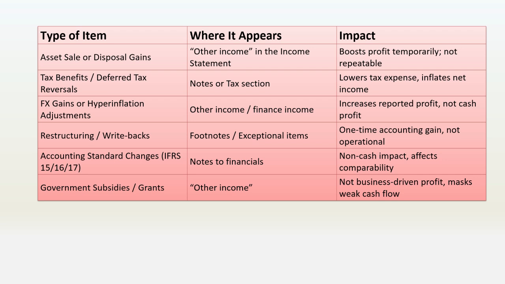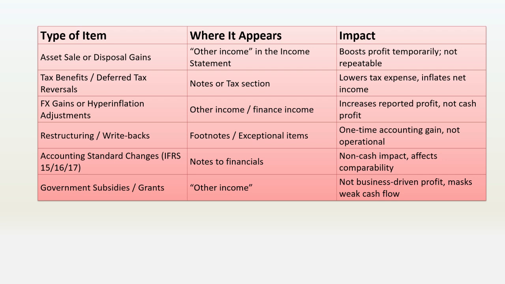Then there is FX gain or hyperinflation adjustments. You just go to other income or financial income. It will increase the reported profit, but not cash profit. Look at KPLC. They have FX gain adjustments. I think even Safaricom have seen that, even Equity. But those affect their profit after tax. You find it is high. But then, in terms of cash flow, is the real cash there?